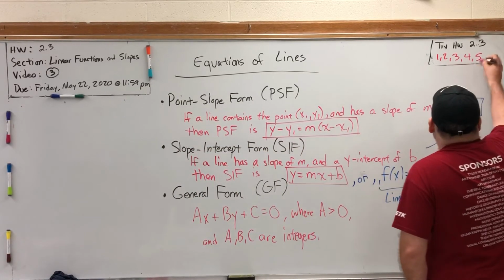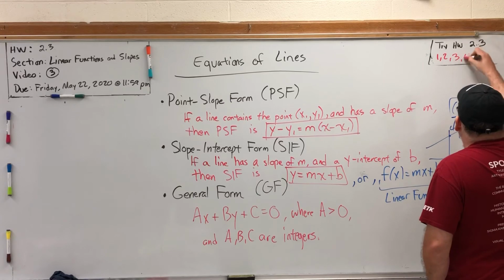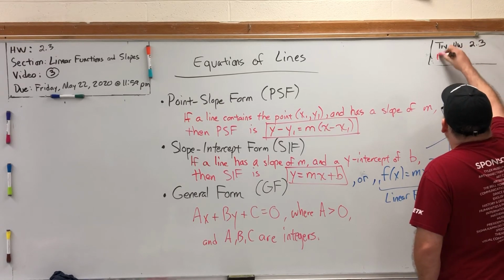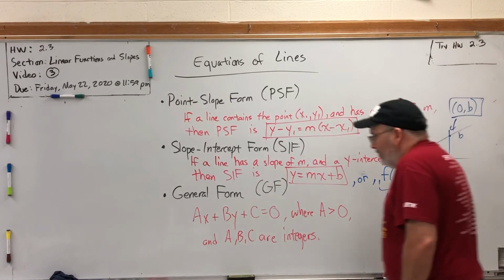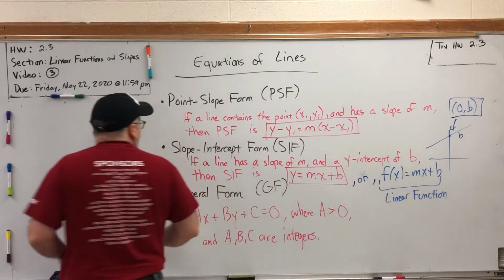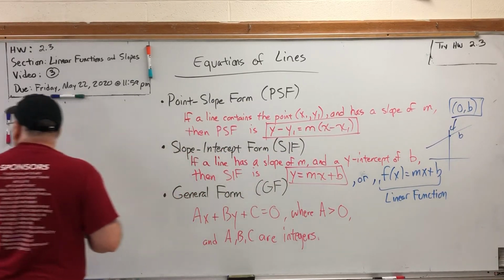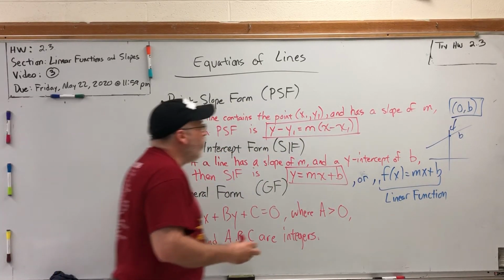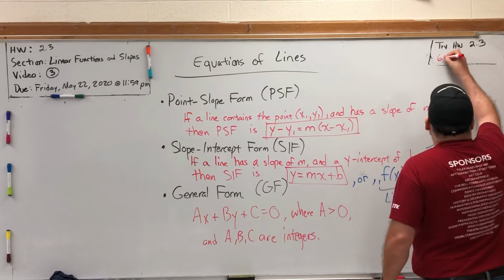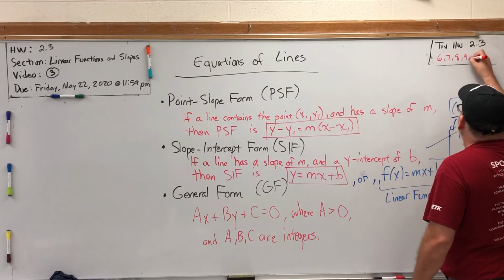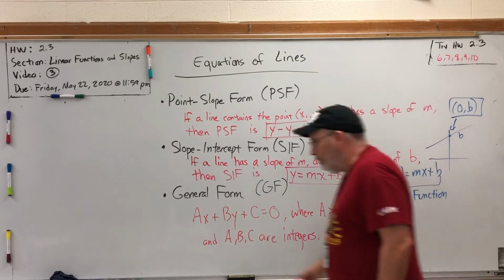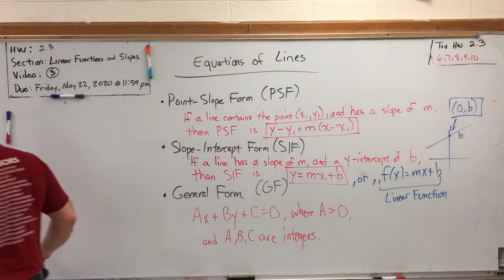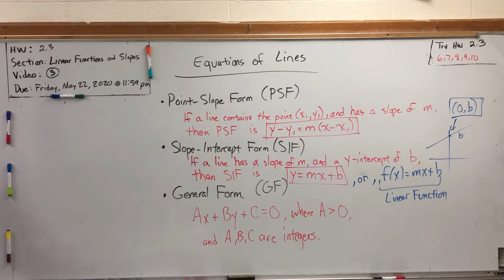And by the way, I meant to take this down before this video. Questions 1 through 5 are about calculating slope. They are not about point slope form, slope-intercept, or general form. But in your homework, questions 6 through 10 are. That'll still be up there in the next video because we're not done talking about point slope form, slope-intercept form, or general form.